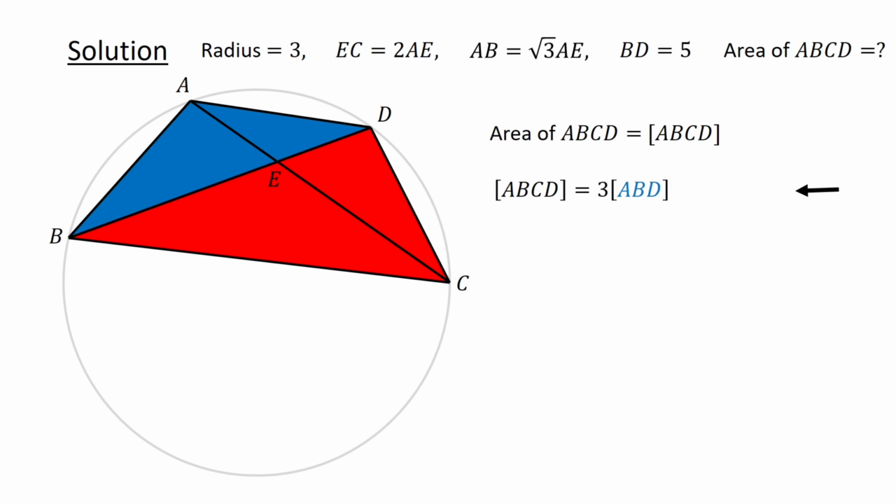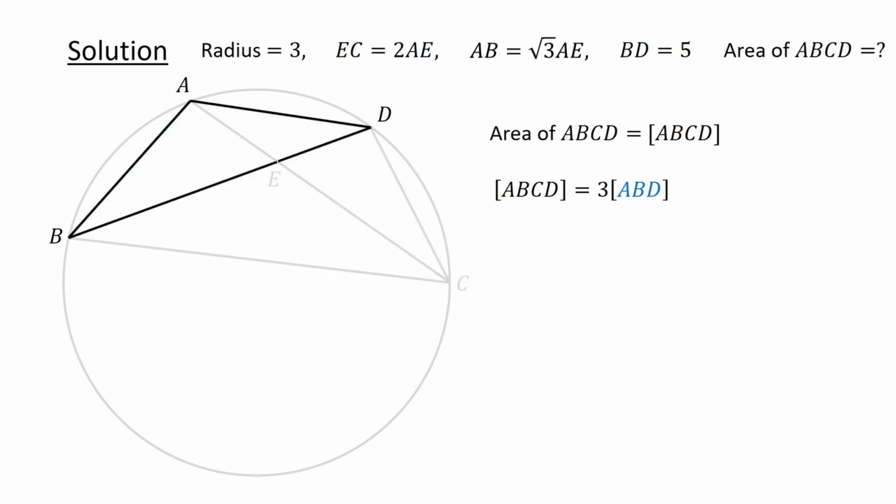Therefore, calculating area of ABCD amounts to calculating area of ABD. Let's take another look at triangle ABD. We are given that BD equals 5 units, which is the base of the triangle. Therefore, to calculate the area of the triangle, all we need is the height of the triangle, and we are done.